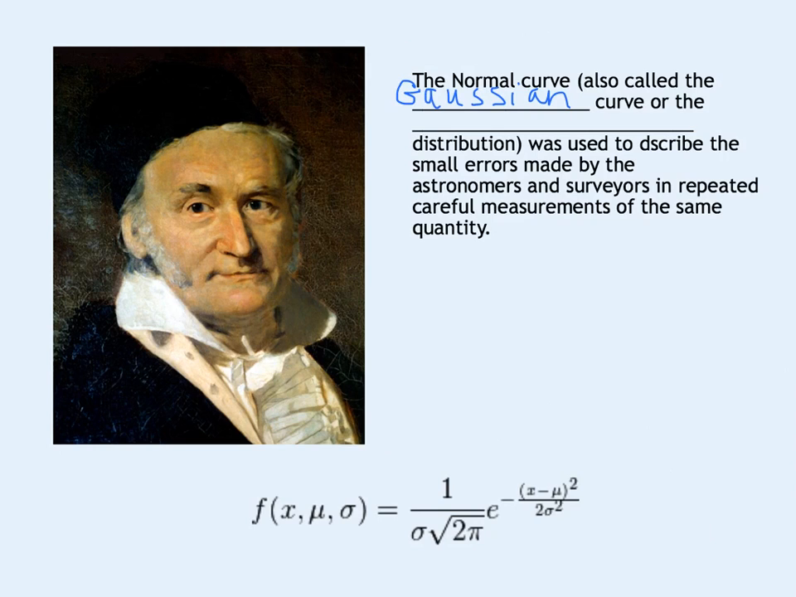The normal curve, also called the Gaussian curve or the Gaussian distribution. This was used to describe the small errors made by astronomers and surveyors in repeated careful measurements of the same quantity. Now this is from a man named Gauss, and he lived 1777 to 1855. And we see Gauss in a lot of things.